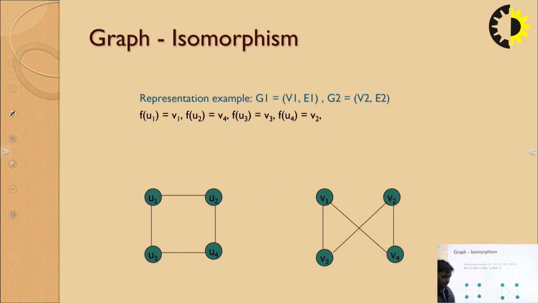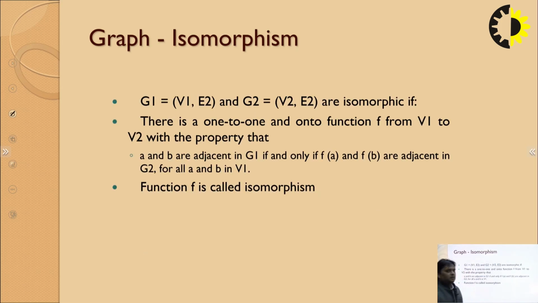Isomorphic graph: if two graphs have an equal number of edges, an equal number of vertices, and a one-to-one correspondence relation, then the graph is known as an isomorphic graph.